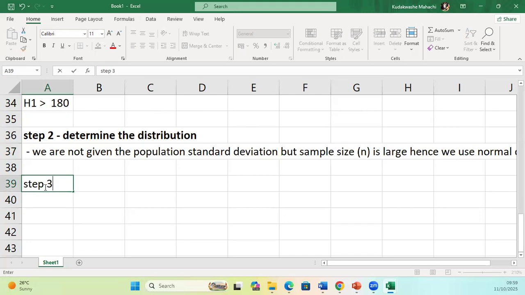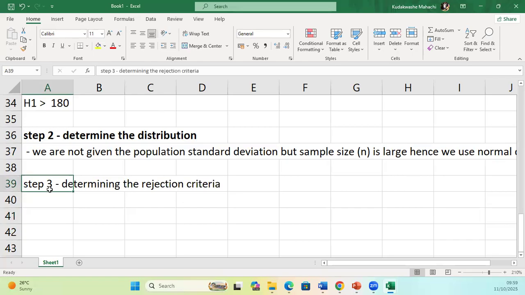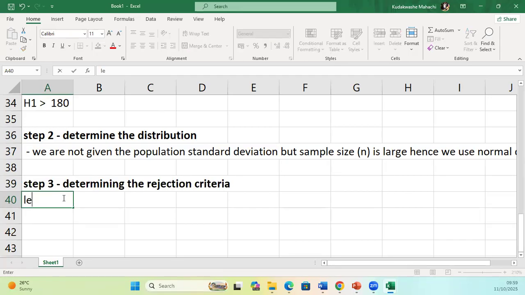Step number 3. For step number 3, this is where we are determining the rejection criteria. Remember, for the rejection criteria, this is where we need the critical value. We need to determine the critical value. So for the critical value, we first of all need the level of significance.